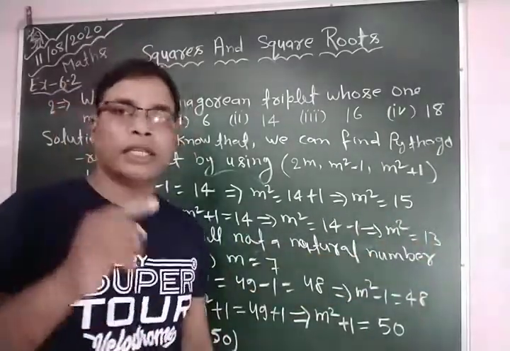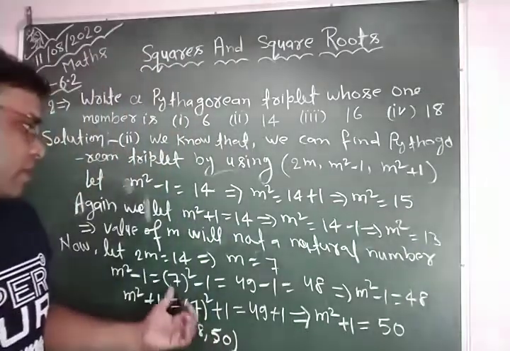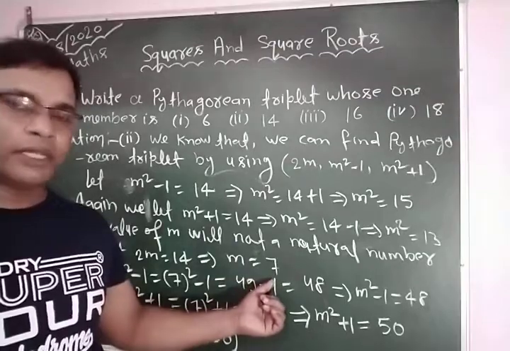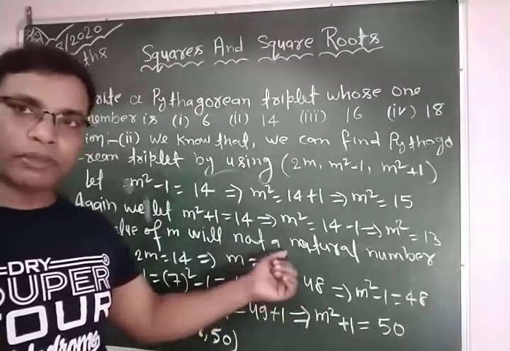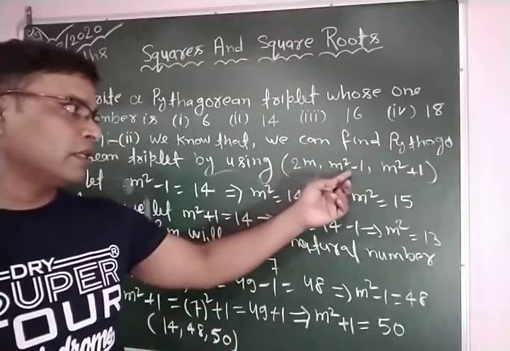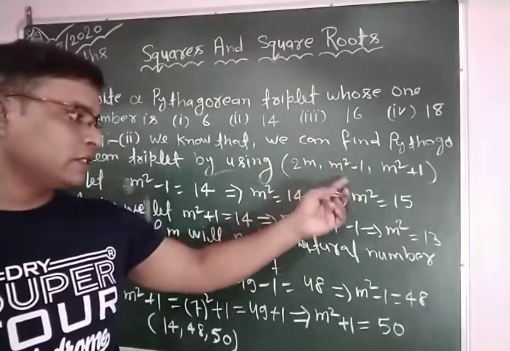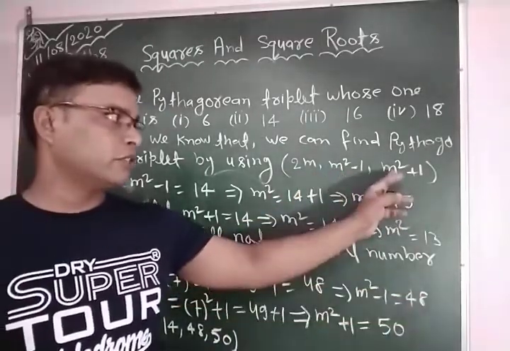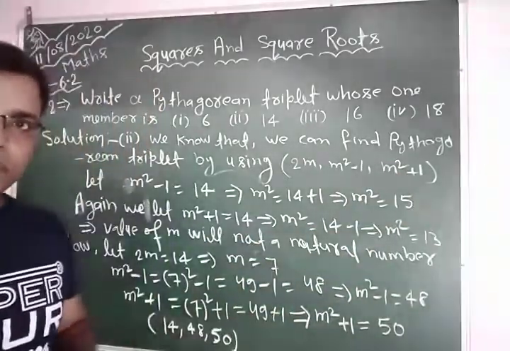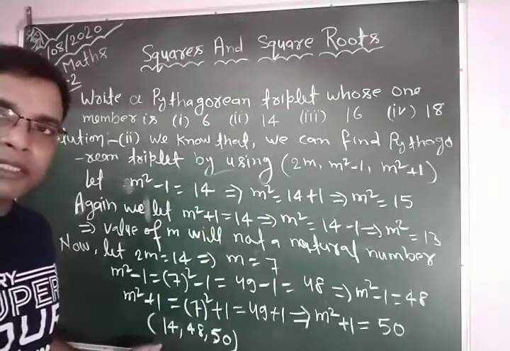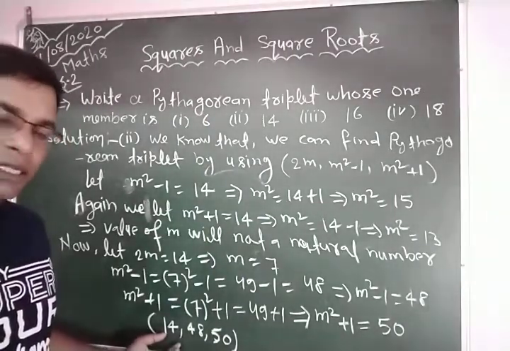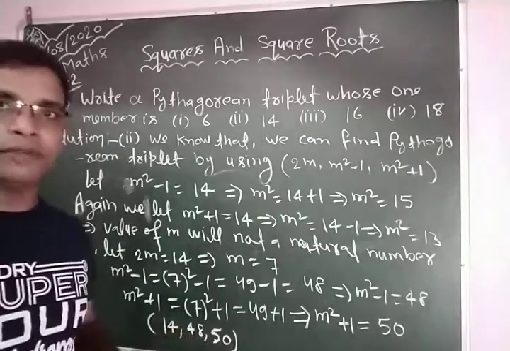Okay, so at last we can take 2m is equal to 14 and m is equal to 7. Okay, these are natural numbers. The value of m is a natural number, so we put m is equal to 7 in m square minus 1, then we obtain 48, and m is equal to 7 in m square plus 1, then I obtain 50. So at last we find the Pythagorean triplet, okay, 14, 48 and 50.